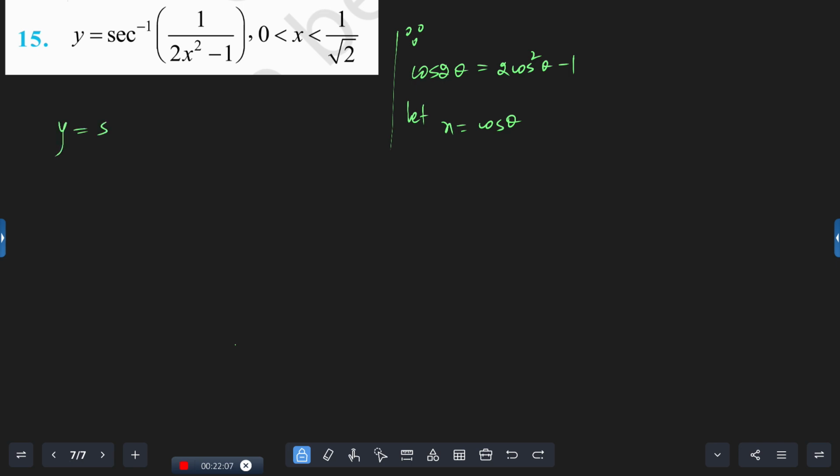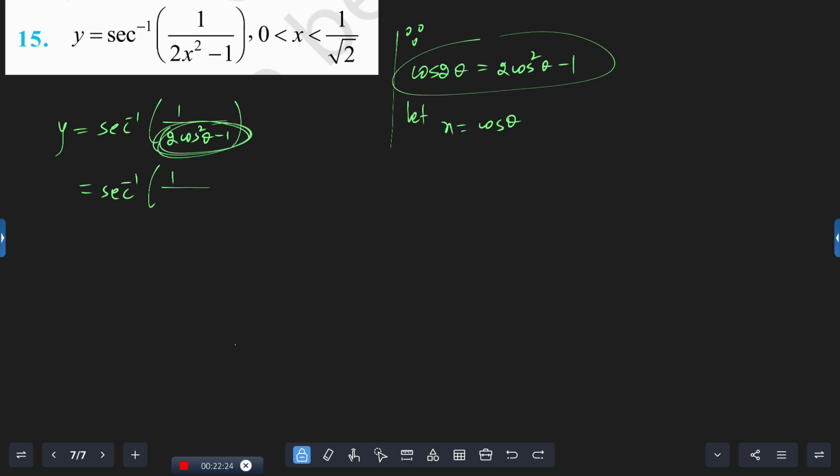So y is equal to secant inverse of 1 divided by 2 cos square theta minus 1. What do you think about this? 2 cos square minus 1 means cos 2 theta. So what am I getting? Secant inverse of 1 by cos 2 theta, what can we say? Secant. Now secant inverse cancels. Again the same format. 2 theta. So y equals 2 theta.